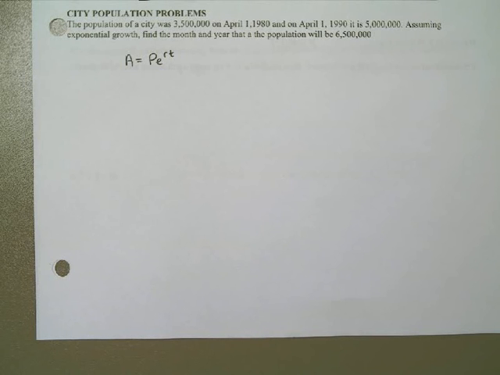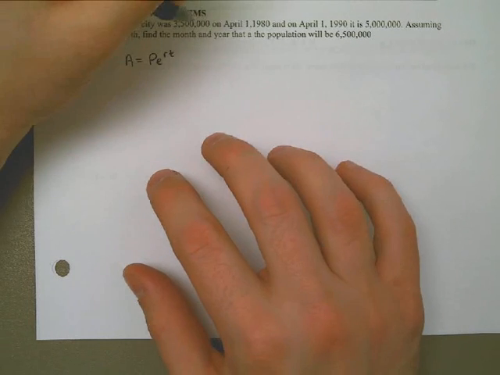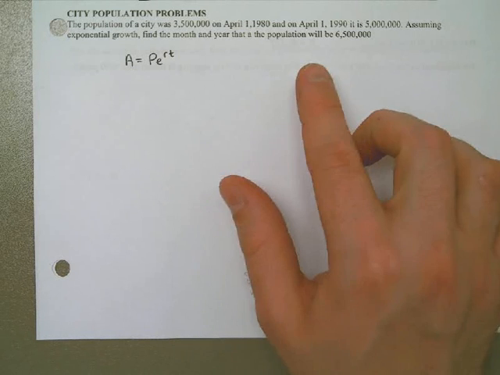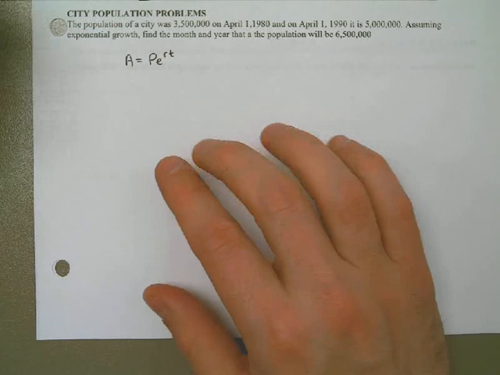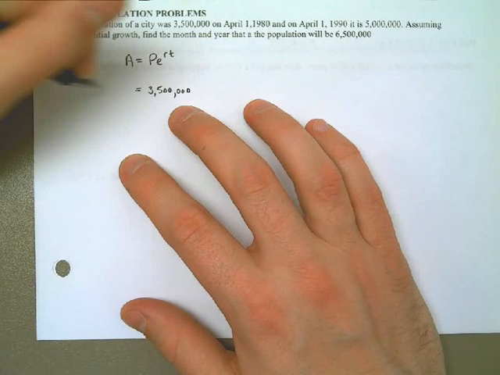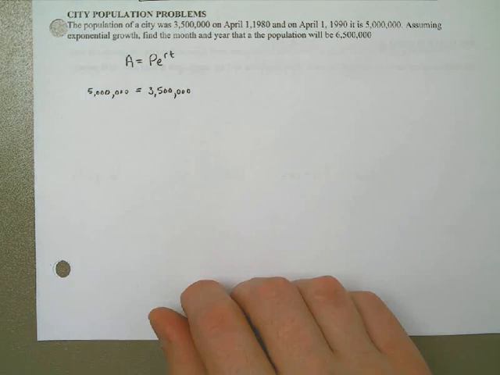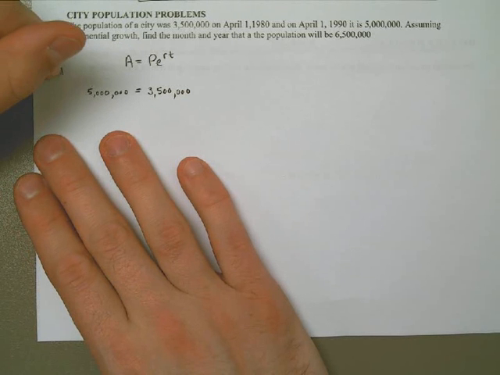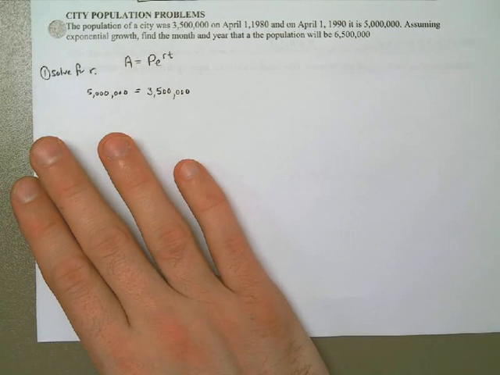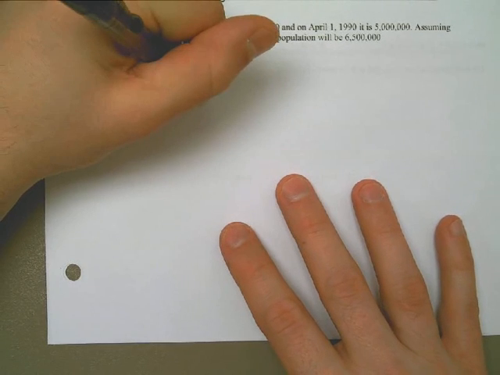So here's what I know. The population of the city is 3.5 million in 1980, and it's 5 million in 1990. So I can consider the starting population to be 3.5 million, and I can consider the final population 10 years later to be 5 million. My first job is to solve for the growth rate. So I can find out the growth rate by saying that 3.5 million is going to be multiplied by e to the r, which I'm trying to solve for, and the t, the time in years, is 10. So the steps that I take then, I need to divide both sides by 3.5 million.